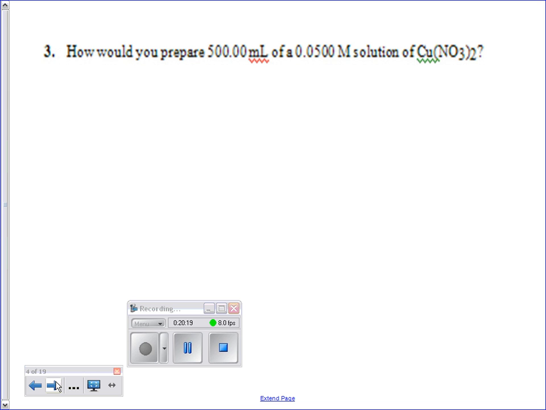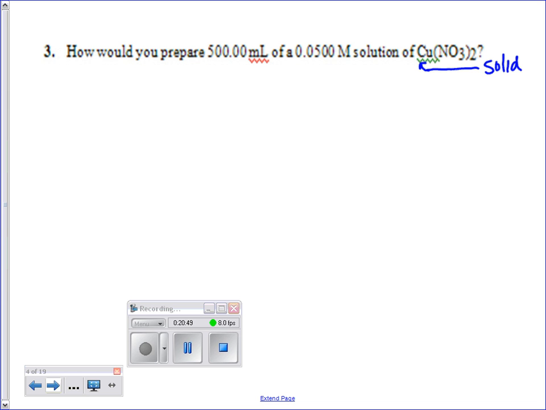Here it says, how would you prepare 500 mils of 0.05 molar copper 2 nitrate? Now, it's not saying much about the copper 2 nitrate, so we're going to have to assume they're saying that this is a solid. Again, a better problem would have been to say solid copper 2 nitrate, but we're assuming I walked into my stockroom, I pulled copper 2 nitrate solid off the shelf, and I'm like, okay, Lincoln, here you go, make the solution. So what are we going to do?